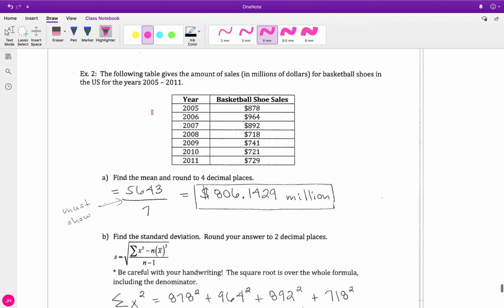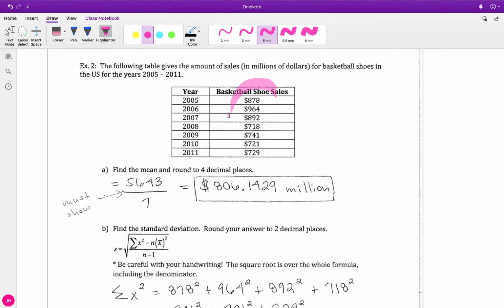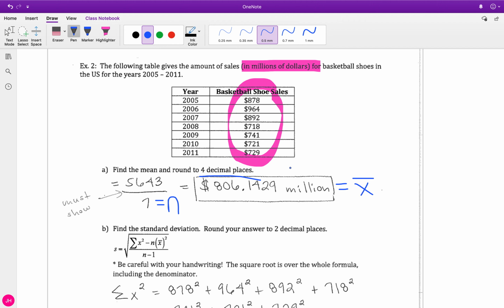So for this one, we want to talk about the sale of basketball shoes. There's more information given, but I just care about this money right here, the shoe sales. And do note, it's been a while since we had one of these, but it's in millions of dollars. So we're going to use the units there. For the mean, I'm going to add up all these dollar amounts and divide by 1, 2, 3, 4, 5, 6, 7. So N is 7. And it told me to round to 4 decimal places. And I got this as my mean. Remember to make sure and use your units for this. So millions of dollars there.